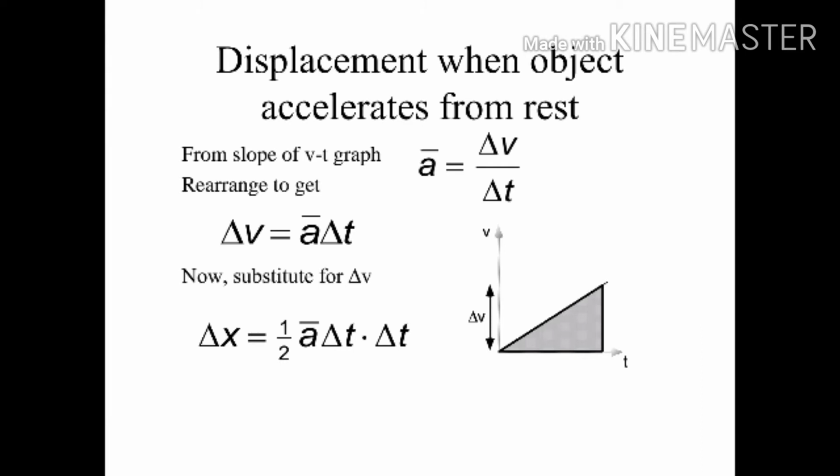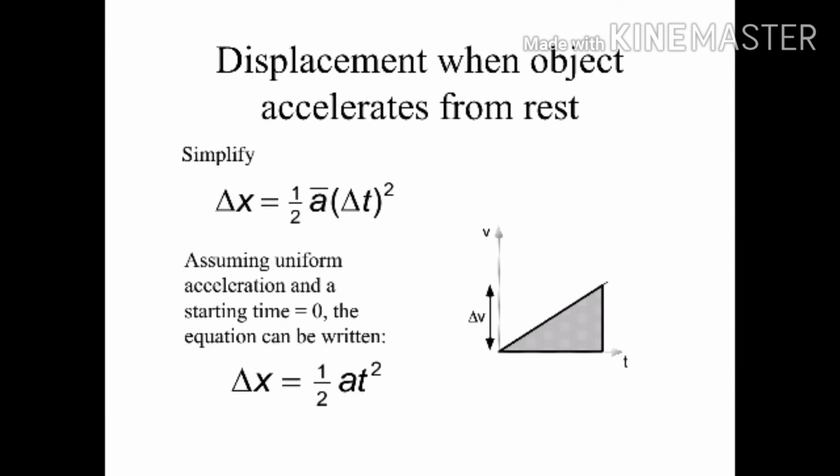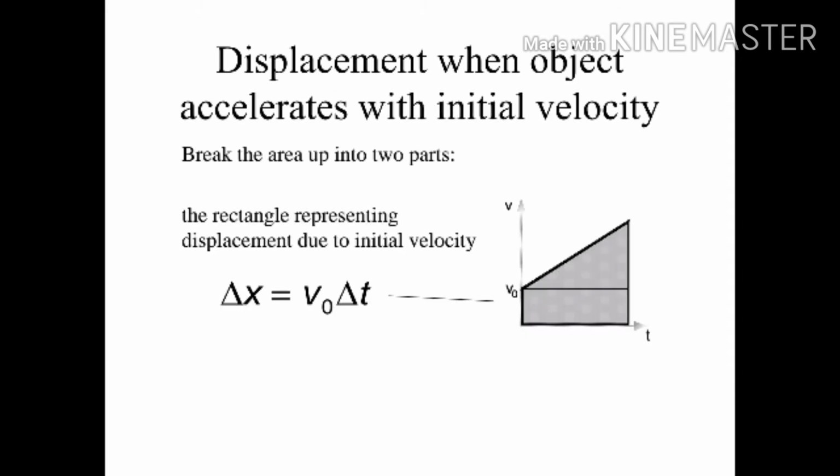Now substitute for delta v. So we get delta x is equal to half a bar delta t into delta t, which is delta t square. Now we assume uniform acceleration and a starting time which is 0. The equation can be written as delta x is equal to half at square. Now here we take displacement when an object accelerates with initial velocity. So break the area up into two parts. The rectangle representing displacement due to initial velocity.